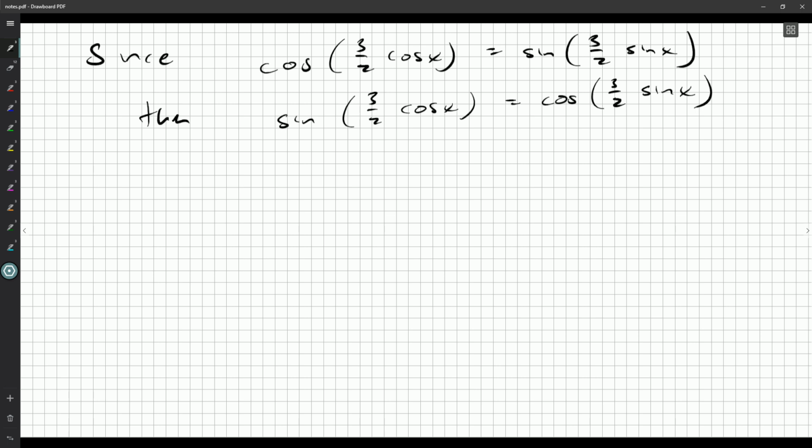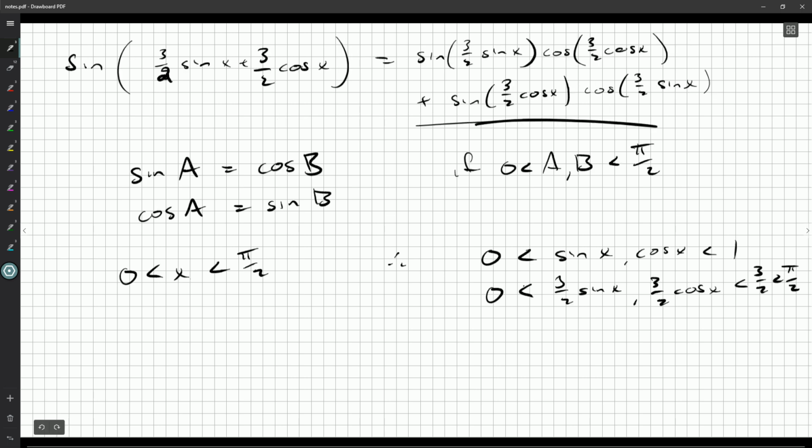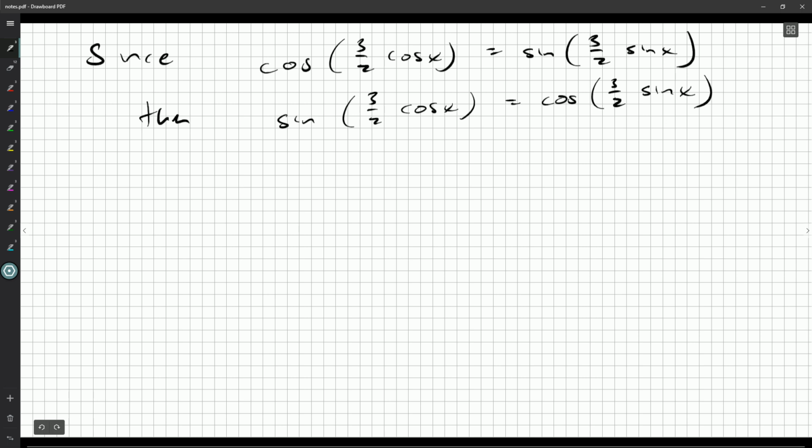Okay, that's true. And then I don't think I want to use this one. Maybe I want to use sine minus. Yeah, I think that should do it. So sine A minus B is sine A cos B minus sine B cos A.